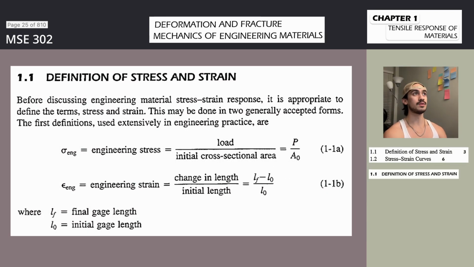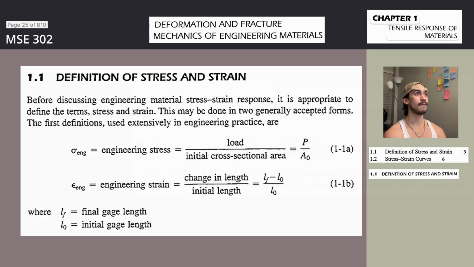Before discussing engineering material stress-strain response, it is appropriate to define the terms stress and strain. This may be done in two generally accepted forms. The first definitions, used extensively in engineering practice, are 1.1 A and B, engineering stress and engineering strain. Engineering stress is the load over the initial cross-sectional area. Strain is the change in length over the initial length.